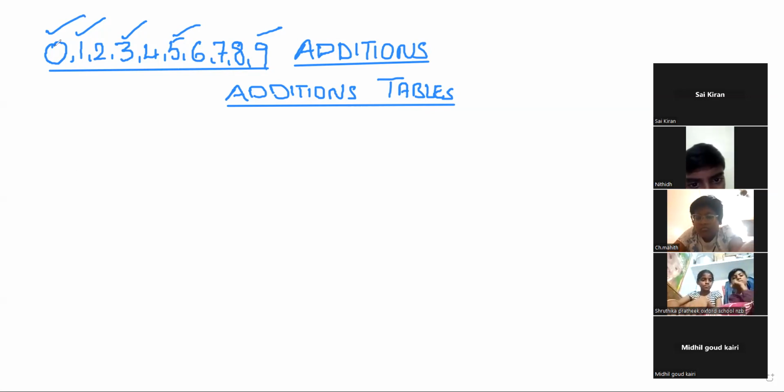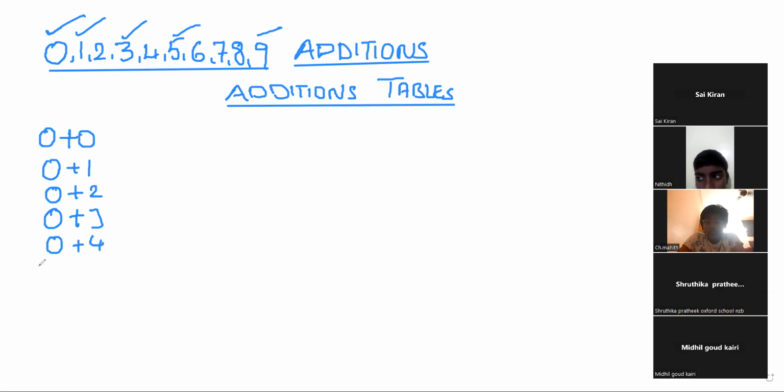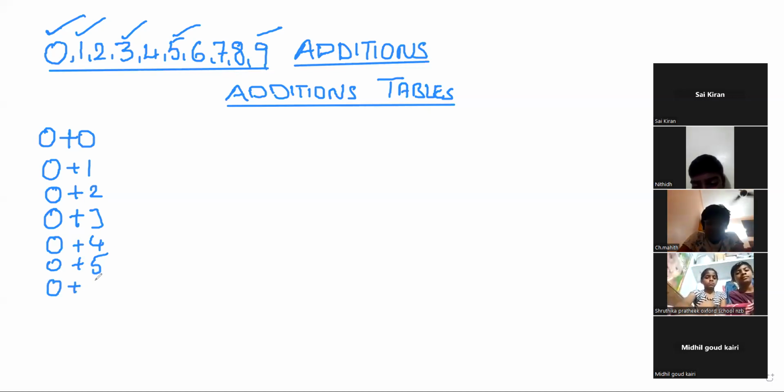What they did, they first took the first digit, 0. The 0, they add to 0, 1 through 9. For example, I'll tell you what I mean by that. The first, they took the 0 and added to 0. Then they took the 0 and added to the next number, that is 1. Then 0 added to 2. Then 0 added to 3. Next up, 0 plus 4, 0 plus 5, 0 plus 6.